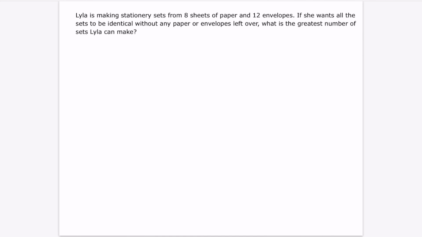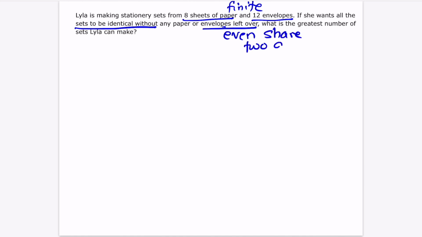Lila is making stationery sets from 8 sheets of paper and 12 envelopes. So again, these are finite. That's all she has. She doesn't have more sets. She wants the sets to be identical with no envelope left over. So in your mind, you're already thinking you're going to do an even share, and there are 2 quantities.